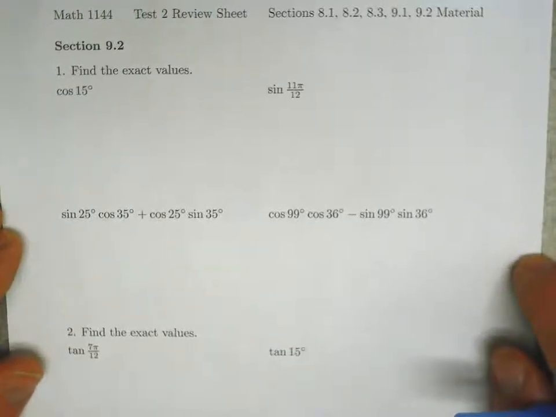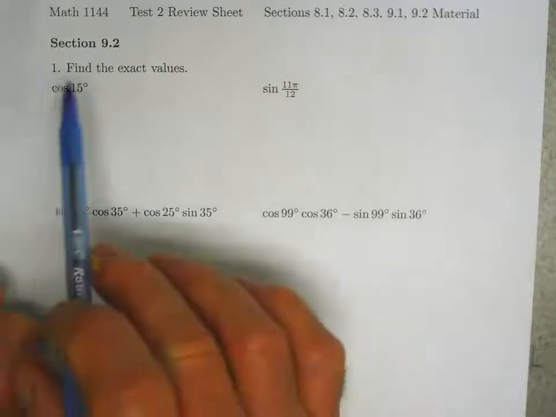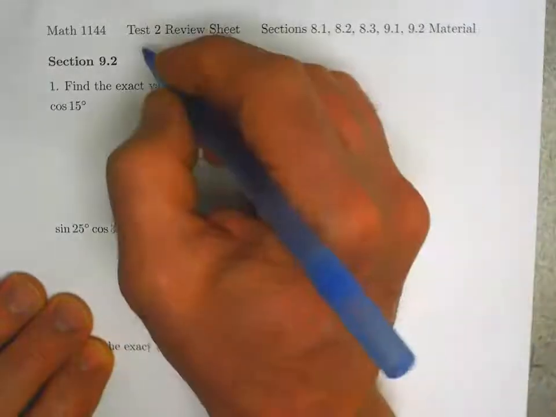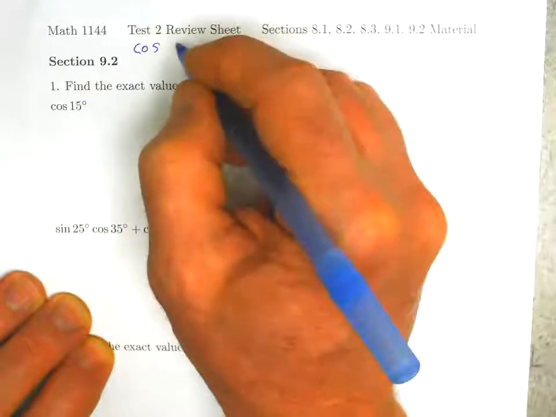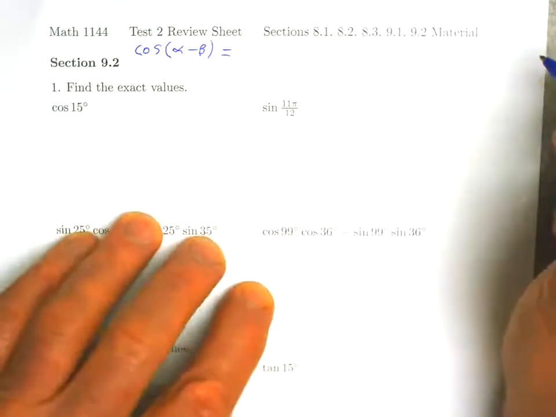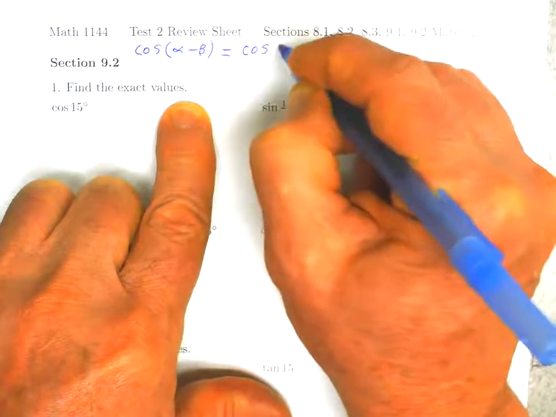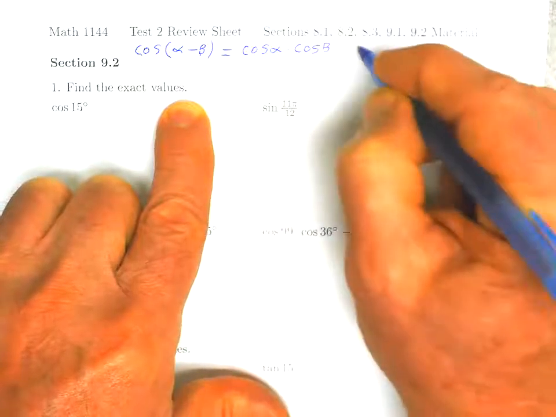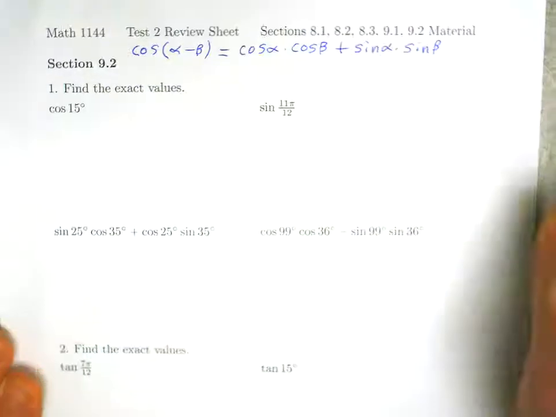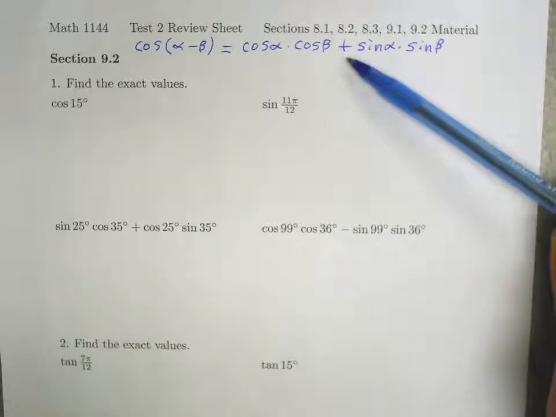Okay, section 9.2. Find the exact values. Well, remember from section 9.2, we have the sum and difference formulas. So I'll write the sum and difference formulas up here. The difference formula for cosine of alpha minus beta. So by Monday, make sure you have this one memorized. Cosine of alpha minus beta is cosine of alpha times cosine of beta plus sine of alpha times sine of beta. The cosine of alpha plus beta, the only difference is that we have subtraction instead of addition.